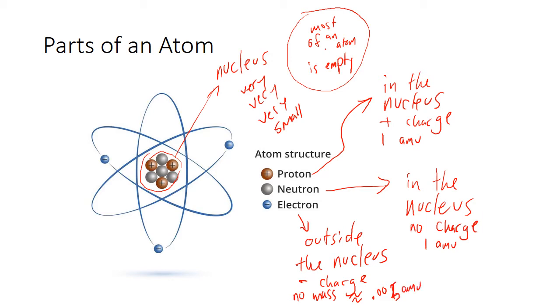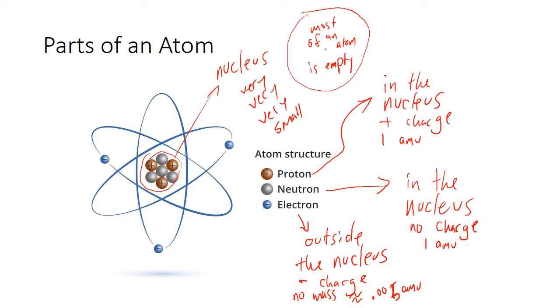AMU. So basically it takes 2,000 electrons together to make one proton. So they're basically massless, okay? Now, how many would it take to make a kilogram or something like that? It would take a huge number, not important. So that is the basics of the parts of an atom, okay?